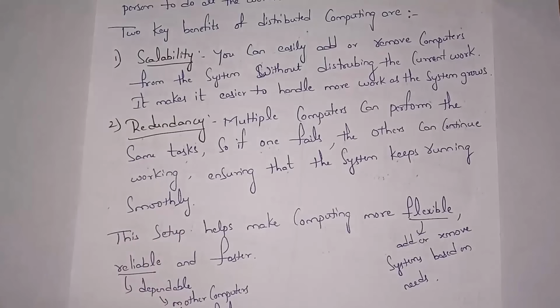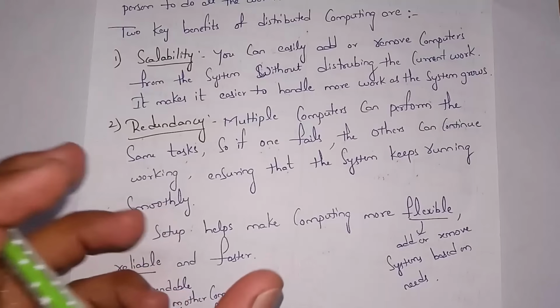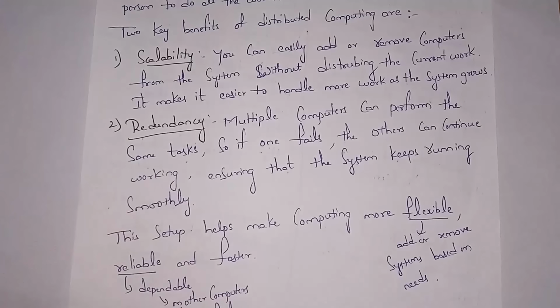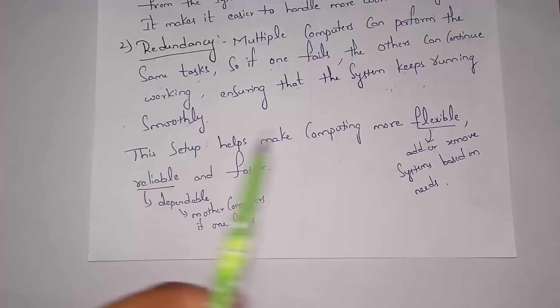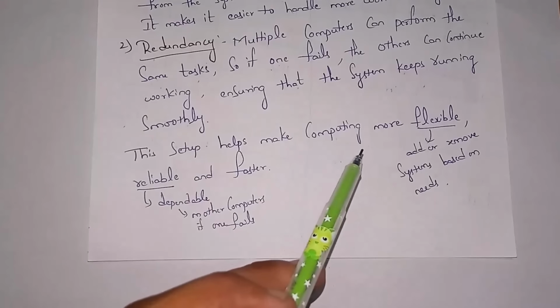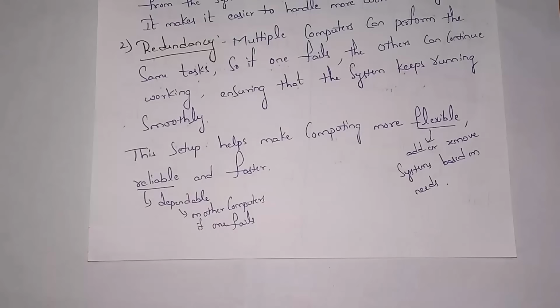And next one is redundancy. In distributed computing, we'll use multiple computers in order to perform certain tasks. So even if any computer fails, remaining computers will work. So problem in one computer will not affect other computers. Still work will complete. So this setup makes computing more flexible, reliable and faster. Flexible is nothing but we can add or we can remove systems if needed. And reliability is nothing but even if one computer fails, remaining computers will work. And we can connect all those computers by using internet or even by using cable.